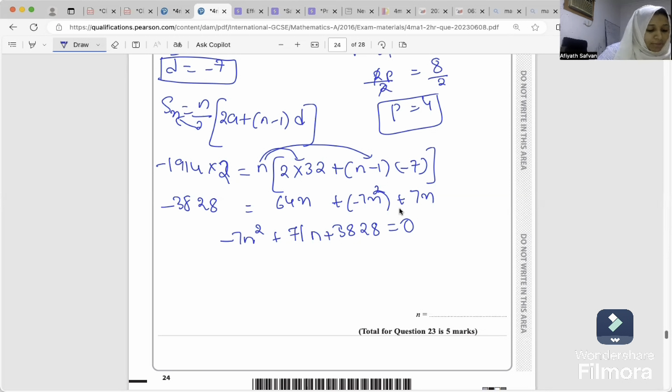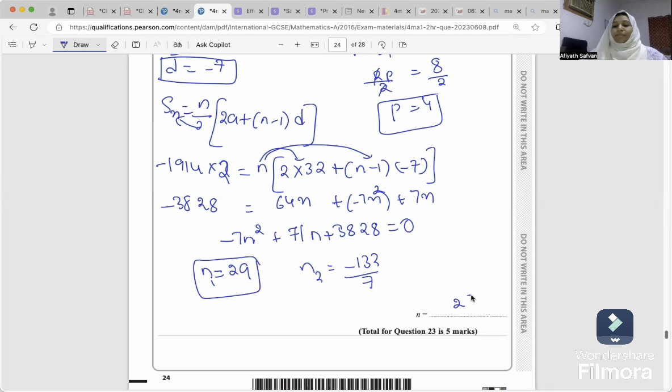So, which will get you 29. So, first value of 29 and the second value of n, which is going to be minus 132 over 7. So, I can't choose any negative value for the sequence. So, my n is going to be 29. Okay.